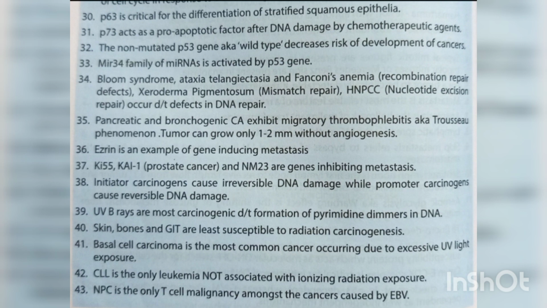Basal cell carcinoma is the most common cancer occurring due to excessive UV light exposure. CLL is the only leukemia not associated with ionizing radiation exposure. NPC is the only T-cell malignancy amongst the cancers caused by EBV.